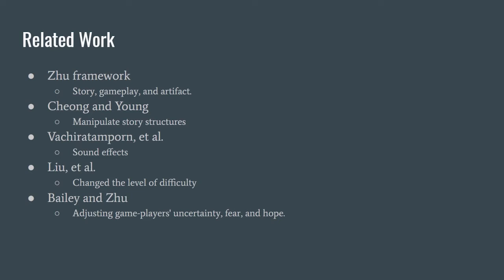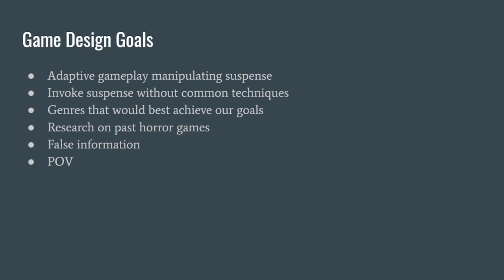Finally, looking at the Bailey and Zhu paper on managing suspense dynamically in video games, we realized that we could further categorize these elements into three categories of hope, fear, and uncertainty. And then we could use that as our primary system for managing suspense in gameplay. Our goal was to study how adaptive gameplay can be used to manipulate suspense in a video game without a story, and how effective this technique might be in implementation.